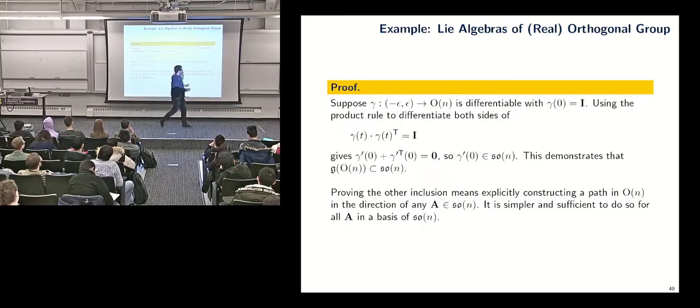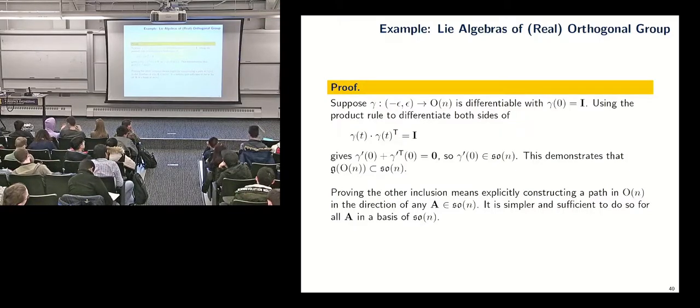So to write this down, you have gamma of t times gamma of t transpose equals the identity, right? If you differentiate this, you get gamma dot gamma transpose plus gamma times gamma transpose dot equals 0, by the product rule.